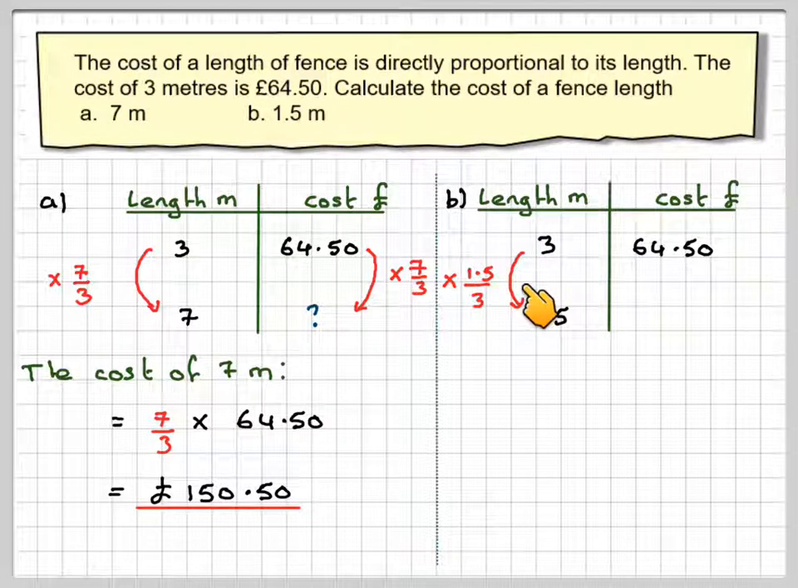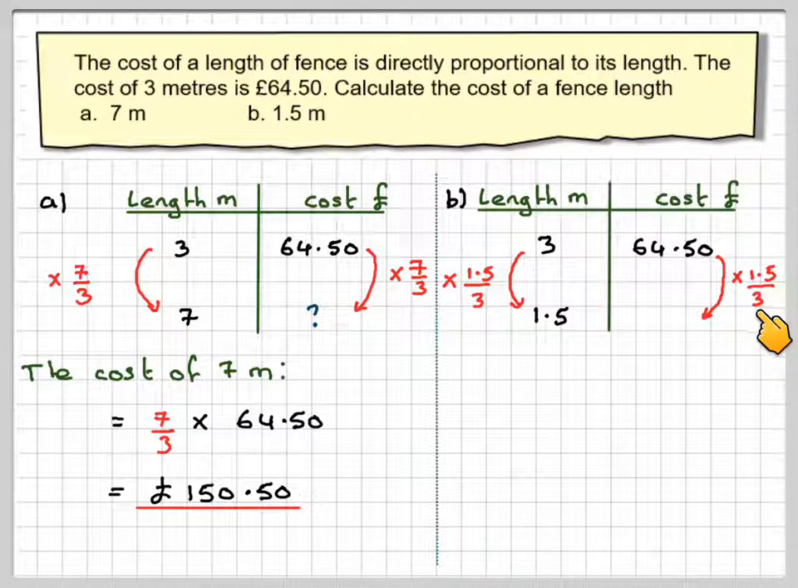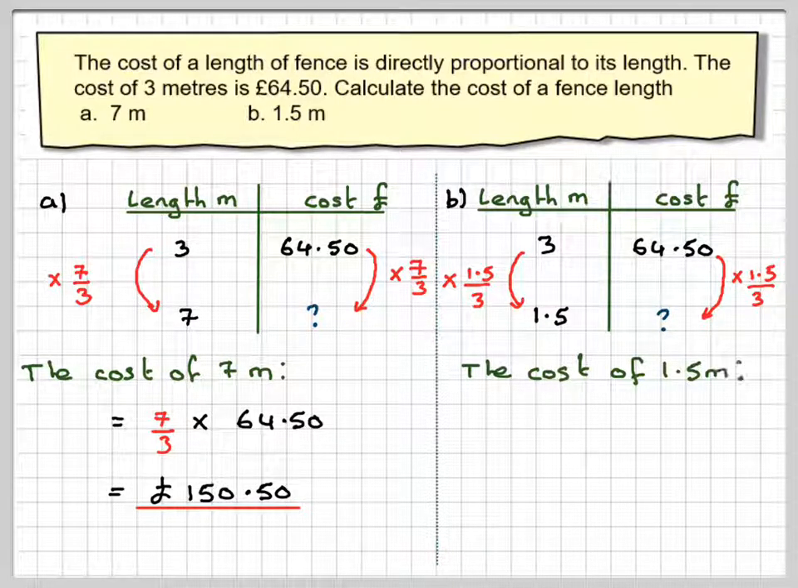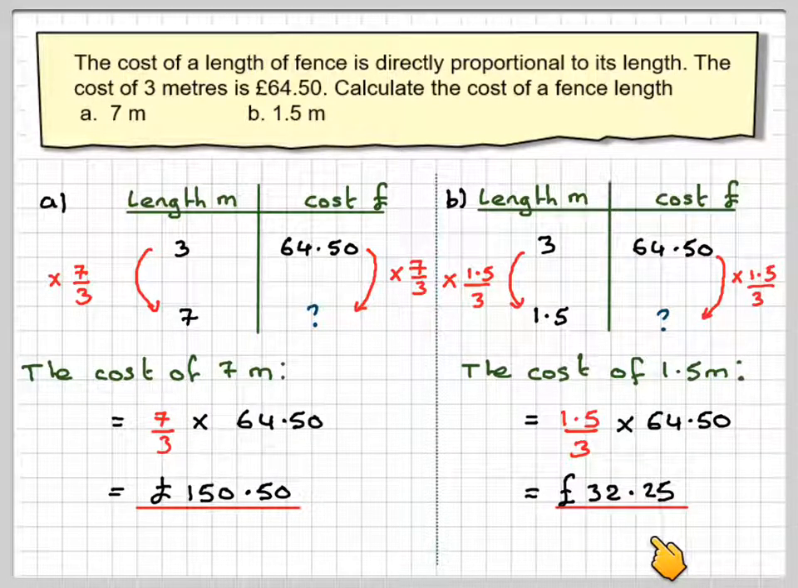So if this goes down by 1.5 over 3, then this side will go down by the same amount, 1.5 divided by 3. So to find the cost of 1.5 metres, we are going to do 1.5 over 3, and again I say use the fraction button on your calculator, times 64.5, which is equal to £32.25.